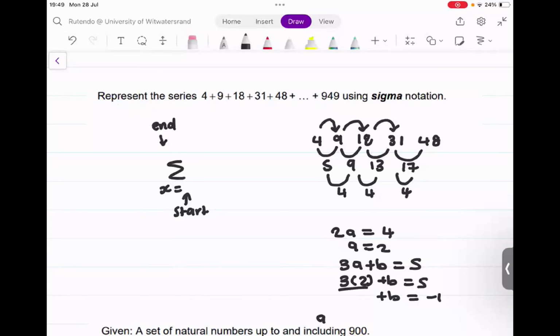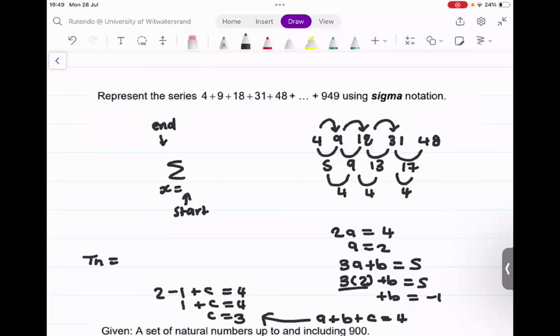And so we can say a plus b plus c is going to equal 4. And so a is 2, b is minus 1, plus c is equal to 4. So 2 minus 1 is 1, plus c is equal to 4. So c is equal to 3. Right. Okay, so now we have our formula for this to be Tn is equal to 2n squared minus n plus 3.